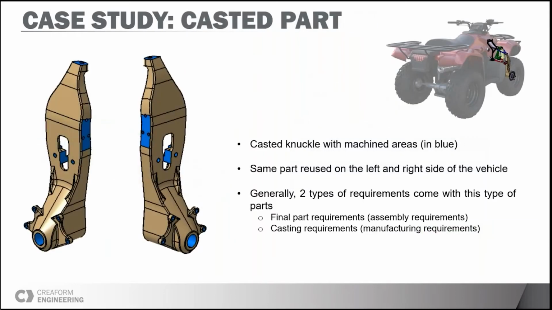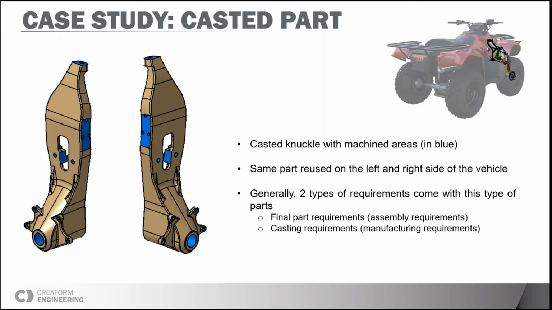Our next example will be a casting. Here we have a casted knuckle with the machined surfaces in blue. This is a part that is reversible, so we want to be able to use the same part on the left and right side of the vehicles.